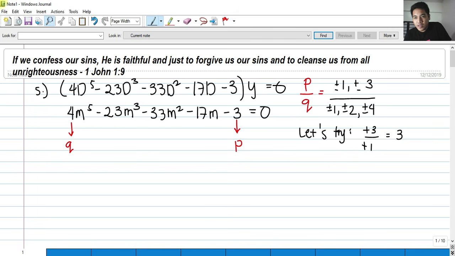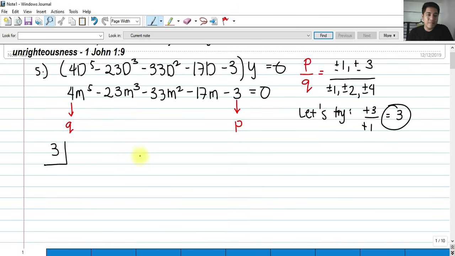So let's try to pick positive 3 over positive 1. So that is simply 3. So we're going to divide this whole polynomial by synthetic division by 3. So we have 4, this is raised to 5. So you have to be consistent. Raised to 5, raised to 4. There is no term that is raised to 4, so you have to put 0. And for raised to 3, we have the cube. And for the square term, we have the coefficient negative 33. And we have negative 17 and negative 3.